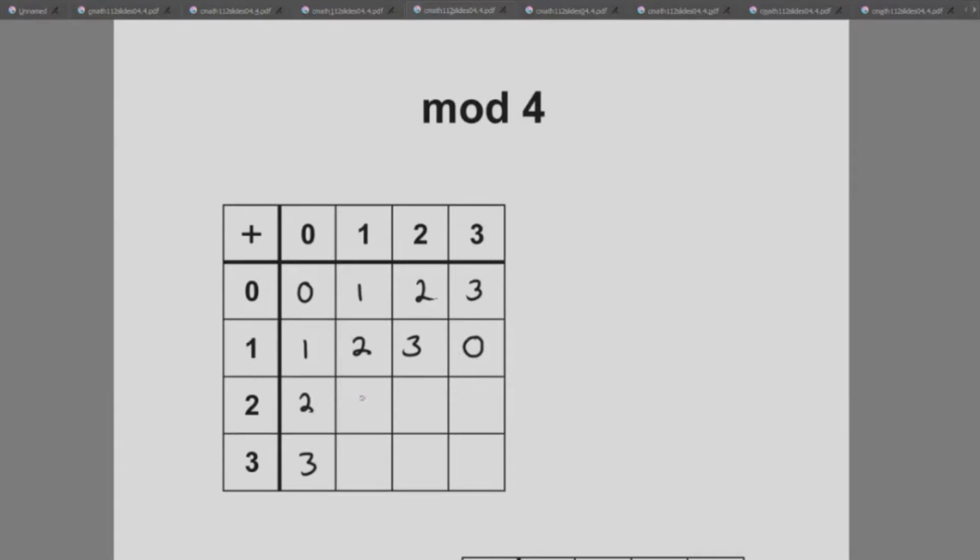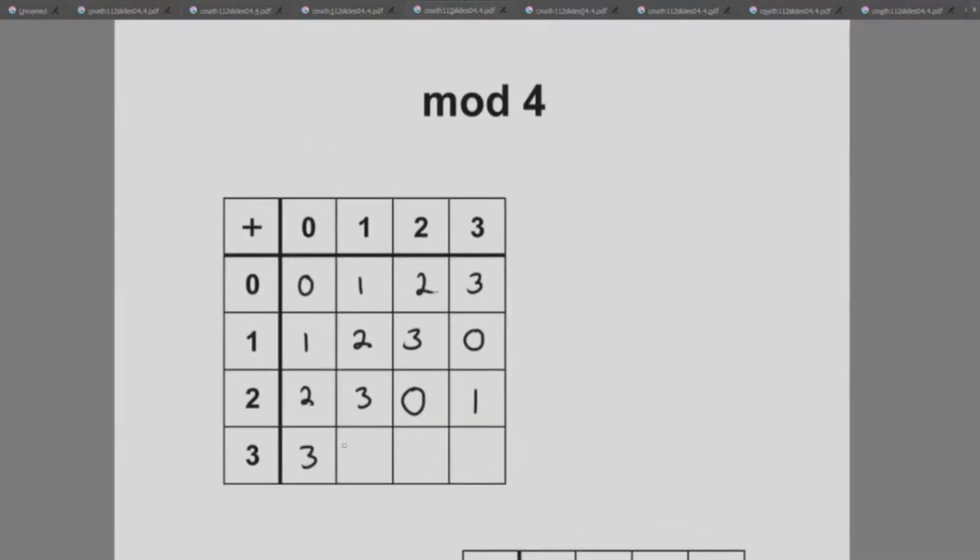2 plus 1 is 3. 2 plus 2 is 4, which is 0. 2 plus 3 is 5, which is 1. 3 plus 1 is 4, which is 0. 3 plus 2 is 5, which is 1. 3 plus 3 is 6, which is 2.